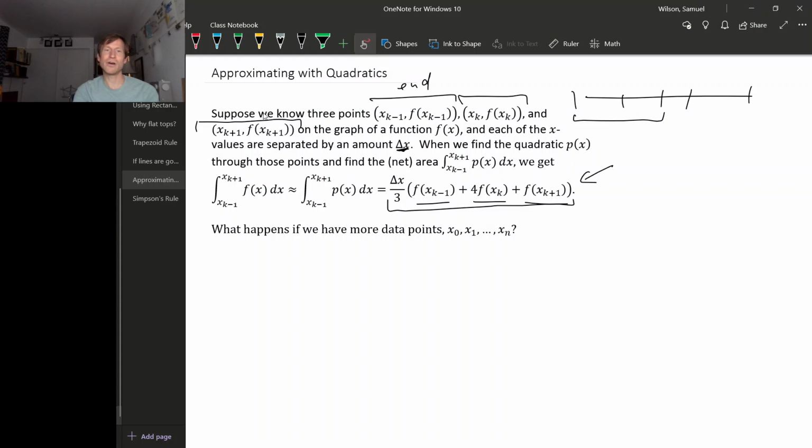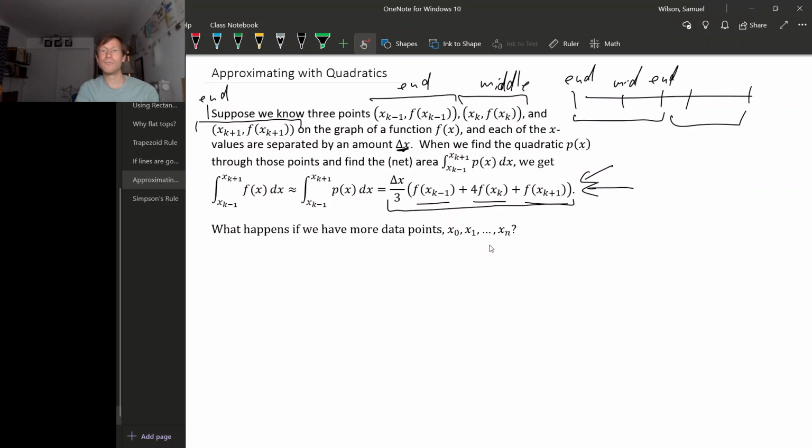These data points are the 2 data points on either end of the subinterval, here and here. And then there's the data point that's in the middle of the pair, which is there. Okay, so this is for a single pair of intervals, but what happens if we have even more data points? So more subintervals, right? More pairs like this.